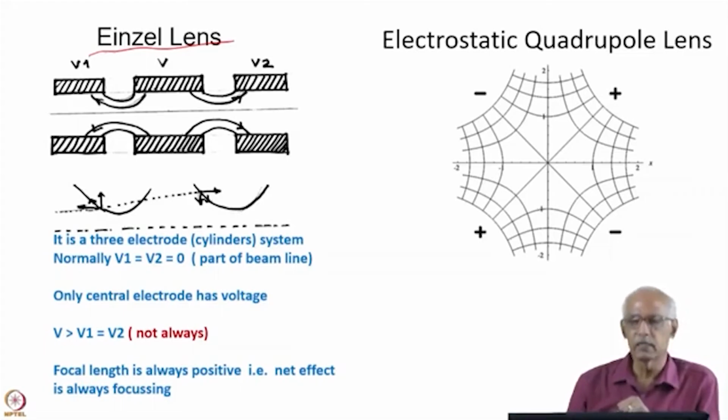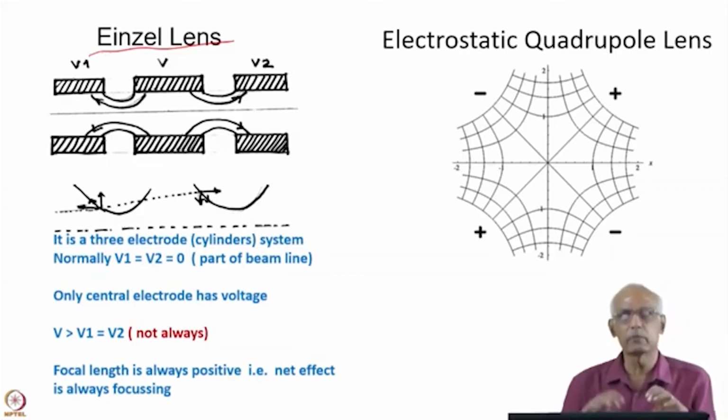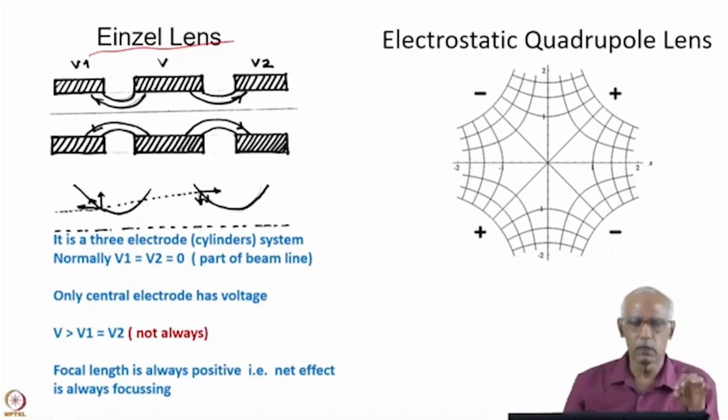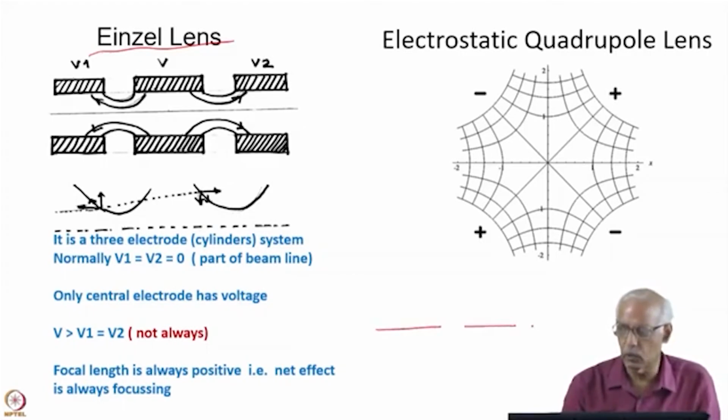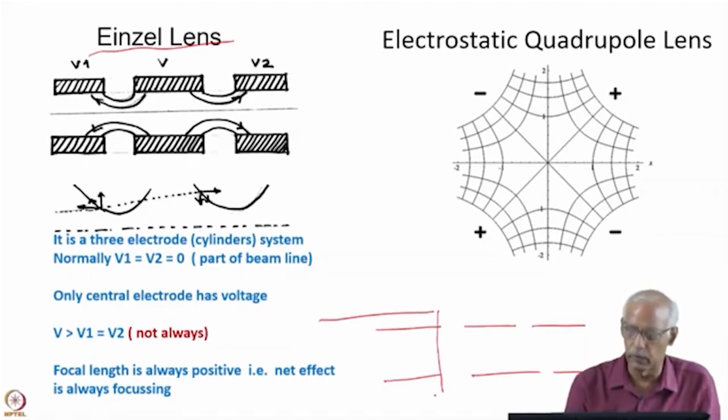So basically this Einzel lens also is a 3-electrode lens, or they can be 3 cylinders. And these cylinders are applied voltage, and as I mentioned, normally these 2 electrodes, one at the entrance and the other at the exit, are grounded. So if the beam line is coming here, then only the central electrode is isolated, and these 2 are grounded. They become part of the beam line.